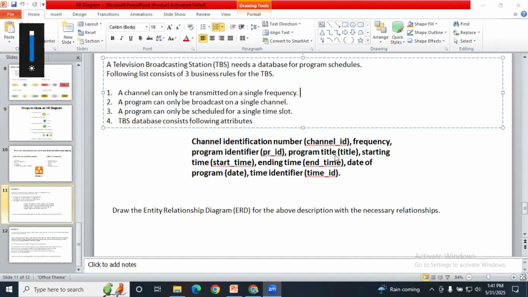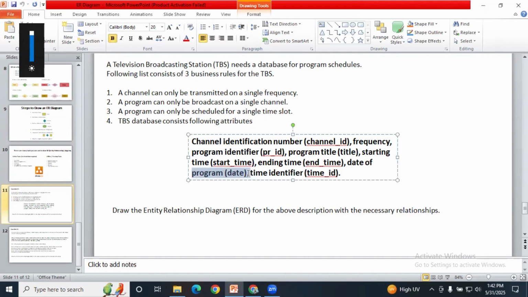What is the next attribute that goes for the program? When the scenario gives some hint, this is the program entity now. In here, check program identifier, program type, and another attribute, date of program. This one is the next attribute that goes for the program entity.